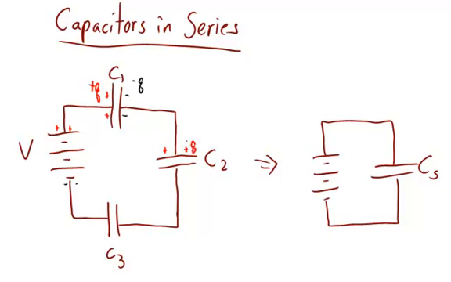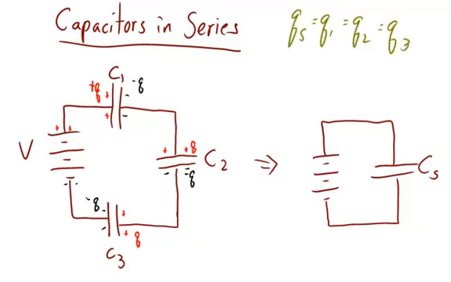So what I end up with is a charge of plus Q that appears on the top plate of capacitor C2, which means that there's a charge of minus Q that appears on the bottom plate of C2. Where did that minus charge come from? Well, it must have come from the right-hand plate of C3. So I end up with positive charge appearing on the right-hand plate of C3, and negative charge appearing on the left-hand plate of C3. So the amount of charge that is on the plates of each of the capacitors is the same.